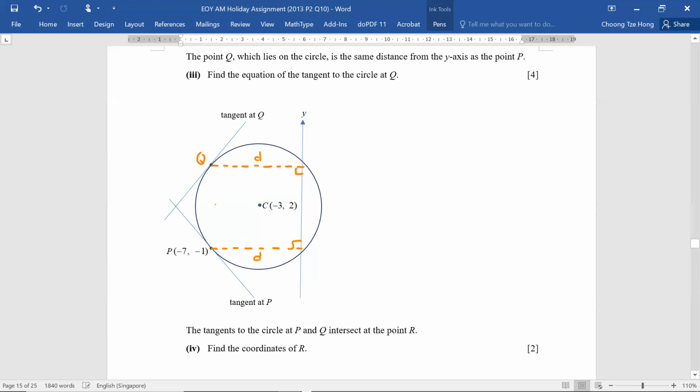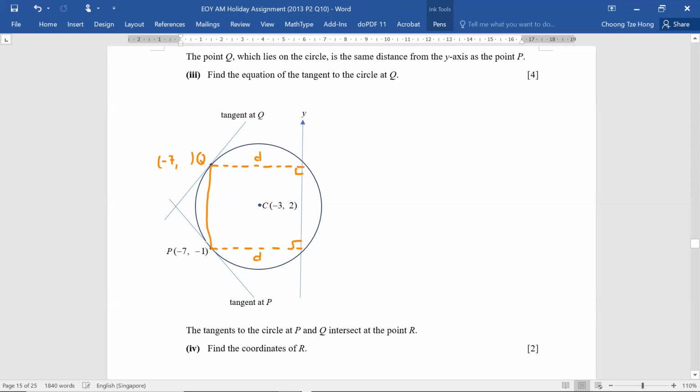Having said this, what can we say about the x coordinate of point Q? Since they are the same horizontal distance away from the y-axis, do you agree with me that their x coordinate will be the same? So it should be the same, right? Do think about this. This is something that you need to pick up from the question. Next thing is I'm going to join this P and Q with a vertical line. Since they are the same distance away from the y-axis, the vertical line appears.